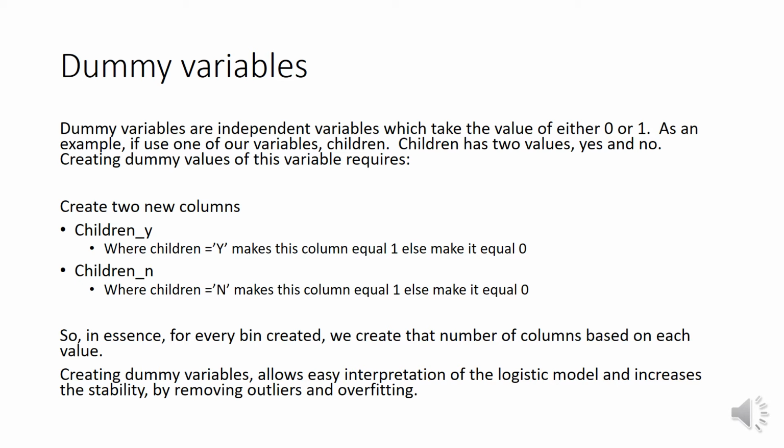Where children equals y, make this column equal 1, else make it 0. And where children equals n, make this column equal 1, else make it 0. So in essence, for every bin created, we create that number of columns based on each value. Creating dummy variables allows easy interpretation of a logistic model and increases the stability by removing outliers and overfitting.